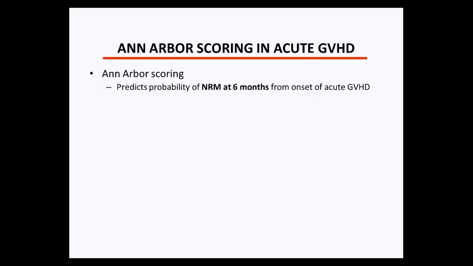ANOVA scoring. What is ANOVA scoring? ANOVA scoring was developed and was shown to predict the probability of non-relapse mortality at 6 months from the onset of acute GVHD. In terms of background, this is definitely a totally different way of looking at graft-versus-host disease and gives you an opportunity to diagnose it and predict without having to look at the clinical manifestation of the disease, which has been very difficult to use for prediction or even response to treatment.